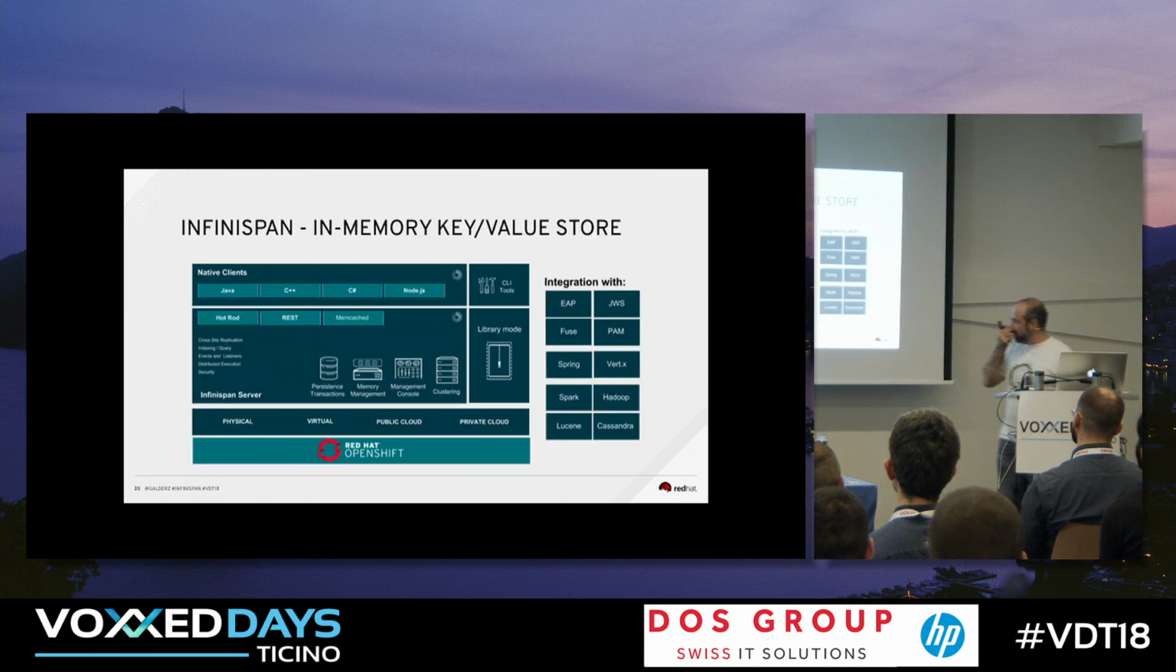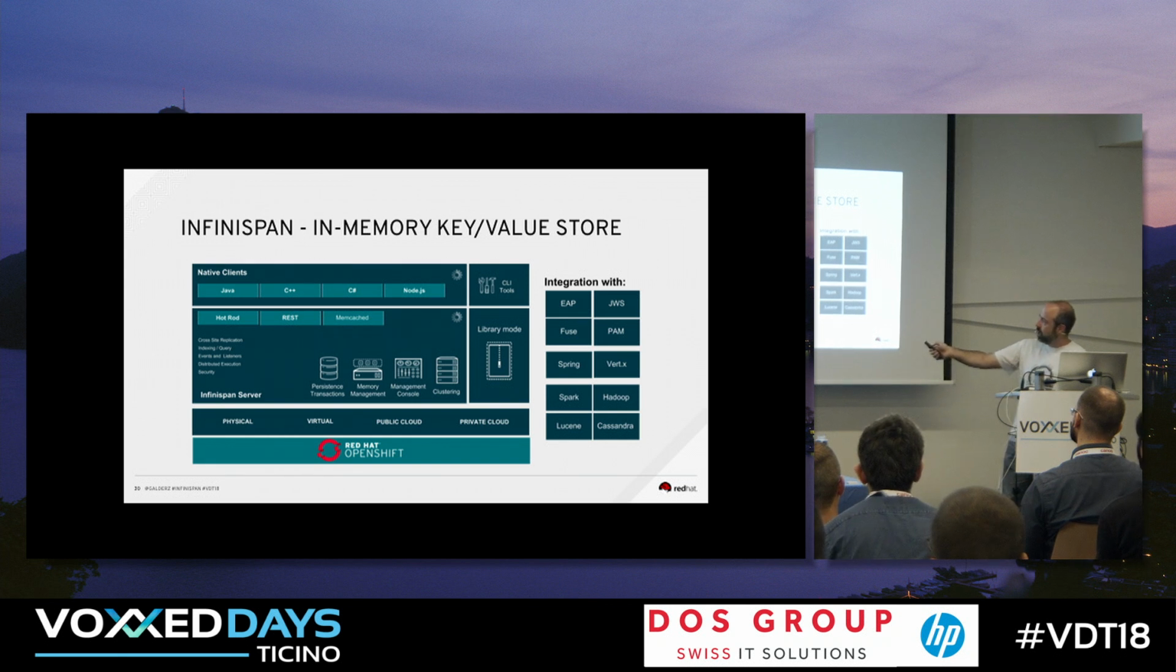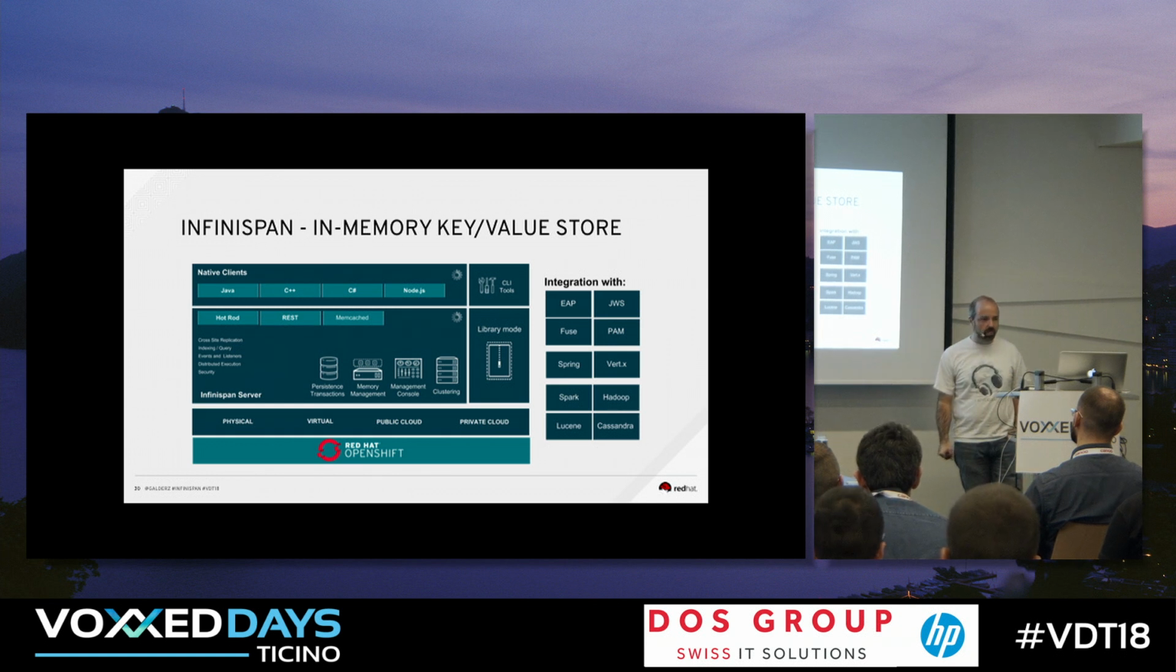So Infinispan, in essence, is an in-memory key value store that we can access in library mode. Library mode means from a Java application. Infinispan itself is written in Java, so you can run it embedded within your own application as your own little distributed cache. But we can also talk to it remotely, and we've got clients written in Java, C++, C#, Node.js, etc. We've got HTTP RESTful APIs, and also a binary protocol called HotRod that allows us to track topology updates more clearly.